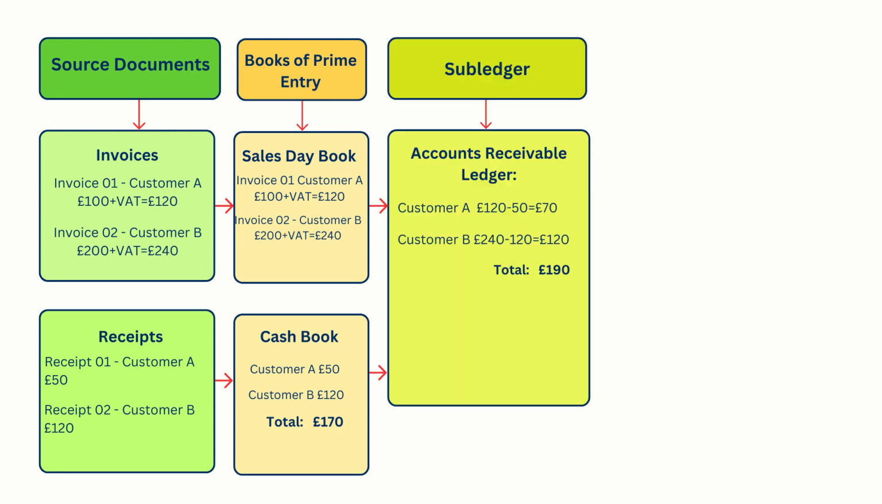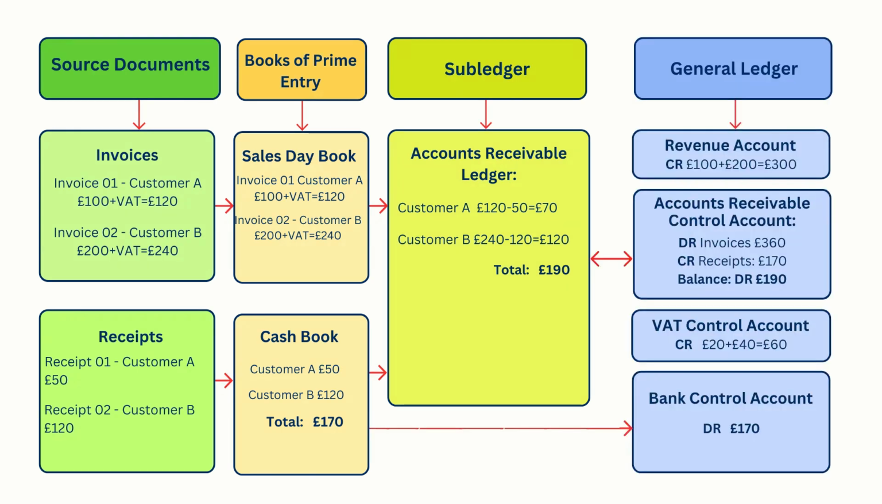From there, customer-by-customer details are posted into the Accounts Receivable Ledger. You can see here, customer A now owes £70 and customer B owes £120. At the same time, the general ledger is updated. The revenue account gets the sales value, the value-added tax account gets the VAT, and the receivables control account receives the total amount customers owe.